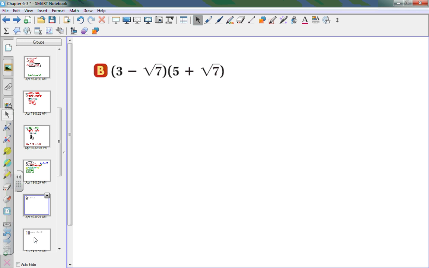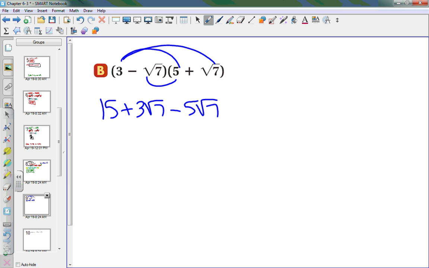Okay, FOIL, right? 3 times 5 is? 3 times the square root of 7 is? Plus 3 square root of 7. Square root of 7 times 5 is? Minus 5 square root of 7. Square root of 7 times square root of 7? Minus, you can either write this as the square root of 7 squared or 49, or in your head, what's it going to be? 7, it doesn't matter. I'm just showing my work so that everybody understands where everything came from.